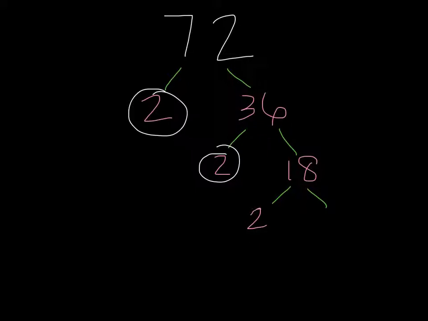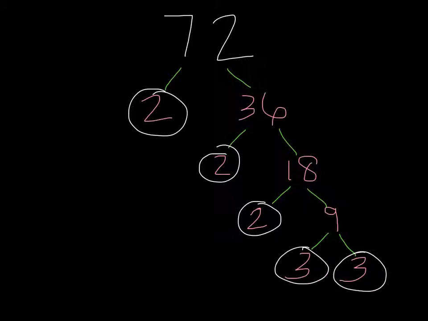18 divided by 2 is 9. Is 2 or 9 a prime number? 2 is, but 9 is not, because I know that 9 is divisible by 3. 9 divided by 3 is 3. 3 is a prime number. So now we stop because the last 2 that we just had are prime numbers.